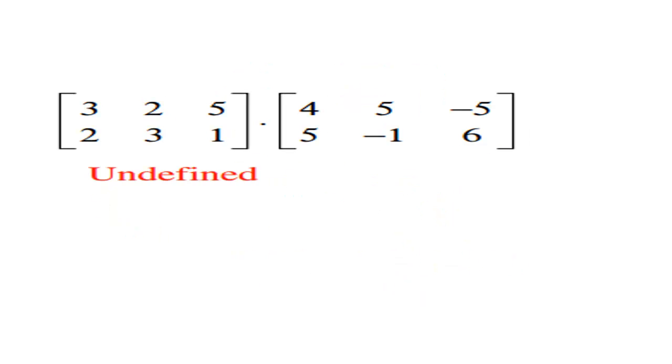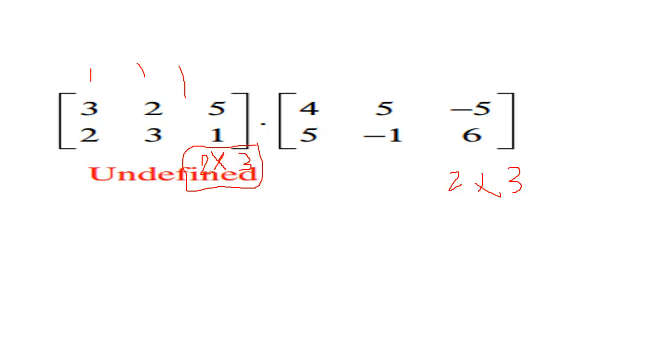So the first matrix has 2 rows, and how many columns do we have? 1, 2, 3. So 3. So the size of the first matrix is 2 times 3. And the size of the second matrix is 2 times how many columns? 3.